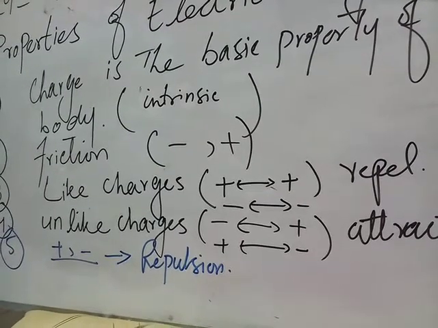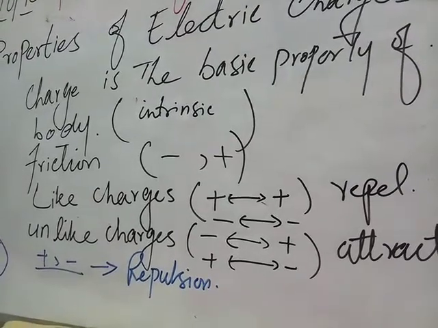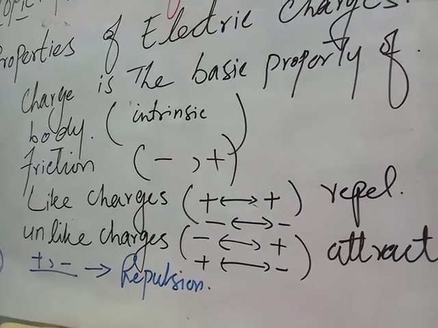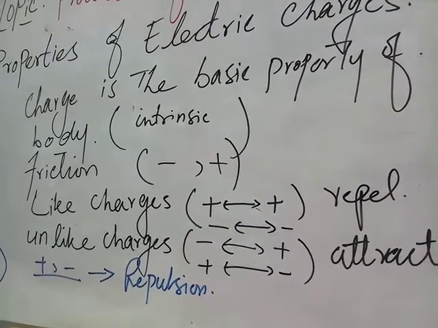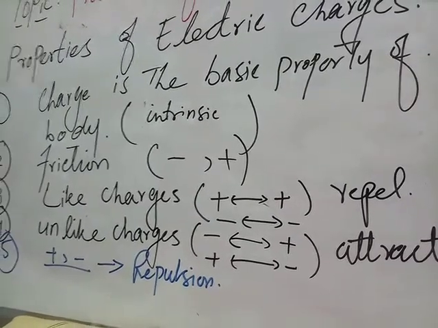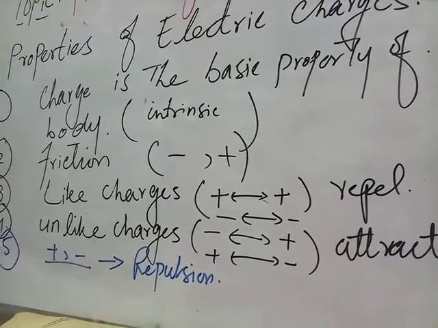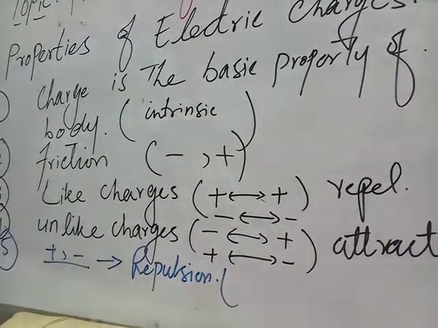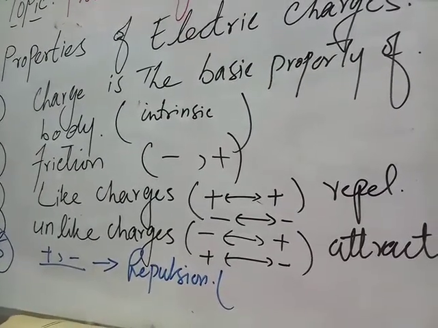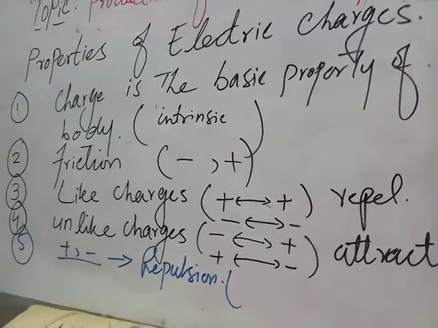Why do we use only repulsion, not attraction? Because there are forces between two masses, that is gravitational force, which is also an attractive force. So we can say the bodies attract with the help of gravitational force. So repulsion is the sure test for identification of charges. Here we use repulsive force to detect a charge on a body. So here are the properties of electric charge.